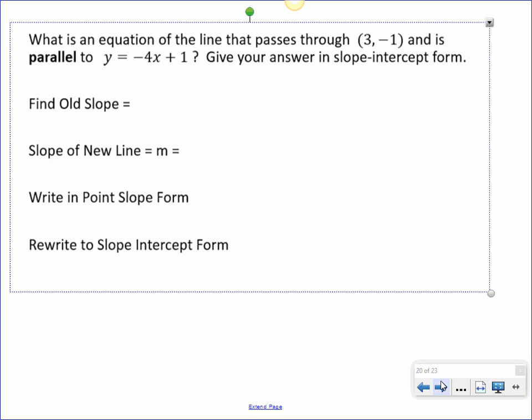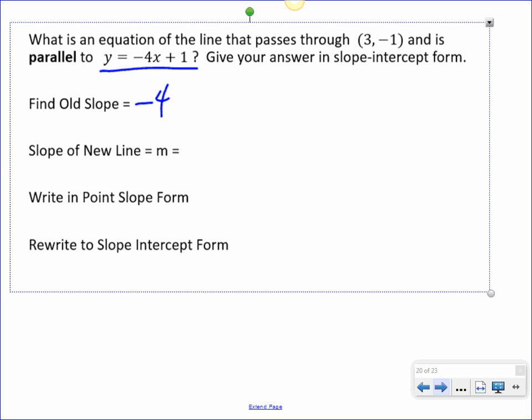So we'll say something like this. What is the equation of the line that passes through the point (3, -1) and is parallel to y equals -4x plus 1? Give your answer in slope-intercept form. So a lot of information in that one question. So first thing, we look at the line that we're given, which is y equals -4x plus 1. From that line, we can tell the slope, and the slope of that line is a -4.